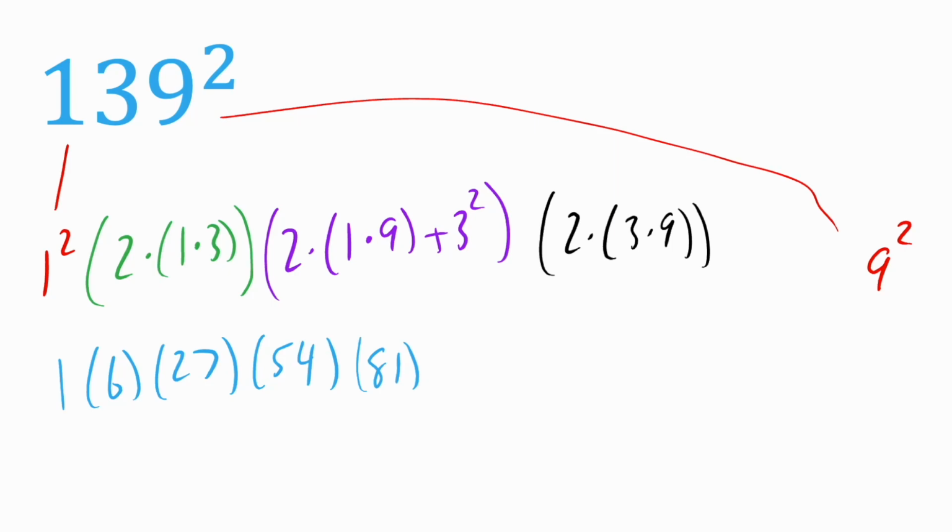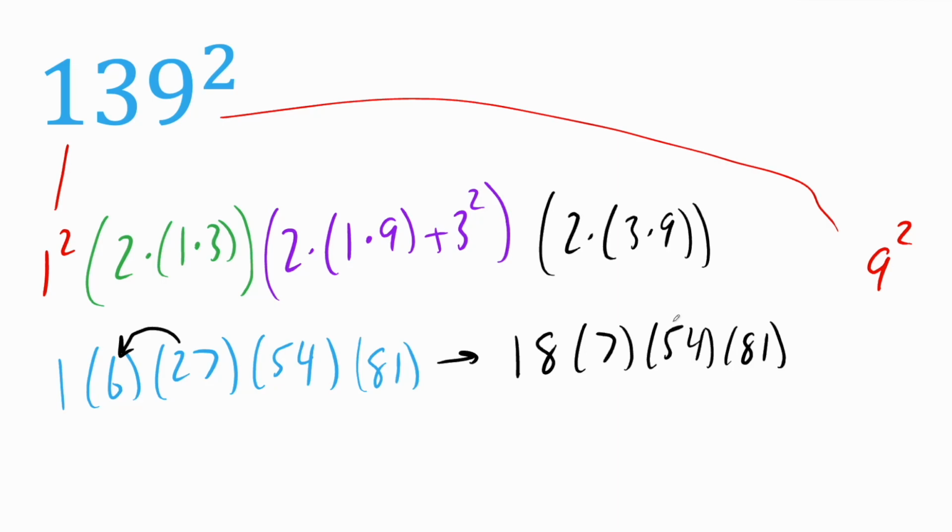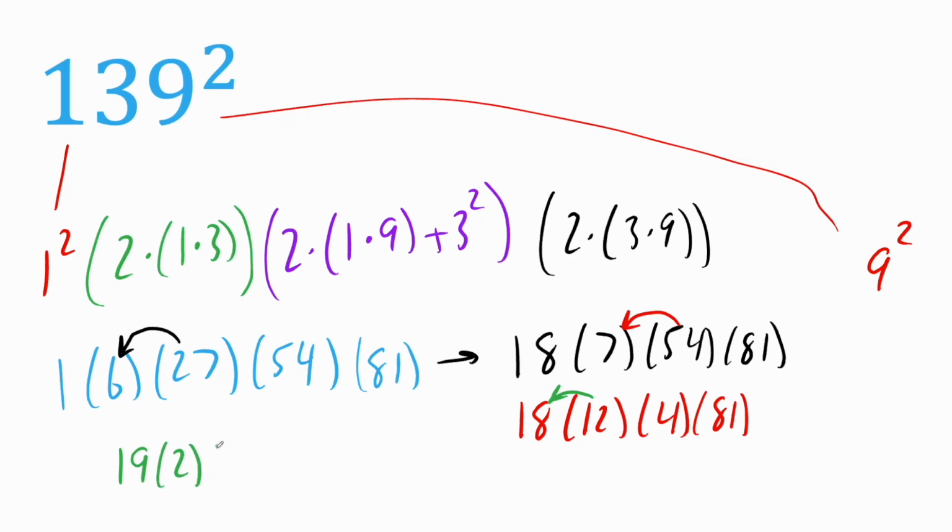And like I mentioned earlier, some problems this method will be easier, others it won't be. So each of these parentheses should only be a single digit number. But this is 2 digits, so I'm going to carry the 2 over to here. And so what I'm going to get is 1, 8, parentheses, 7, parentheses, 54, parentheses, 81. I'm going to repeat this. I'm going to carry the 5, and I'm going to get 1, 8, parentheses, 12, close parentheses, parentheses, 4, close it, and then another set of parentheses, 81, close it. So this one I'm going to carry over, and I'm going to get 1, 9, parentheses, 2, close parentheses, parentheses, 4, close it, parentheses, 81, close it.